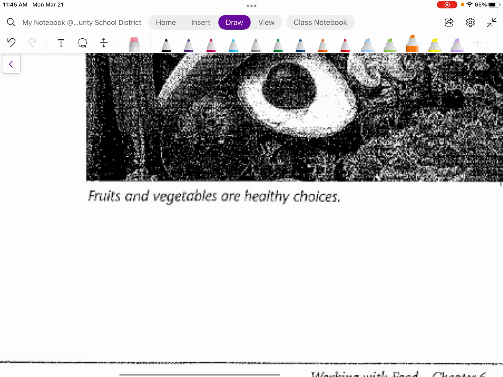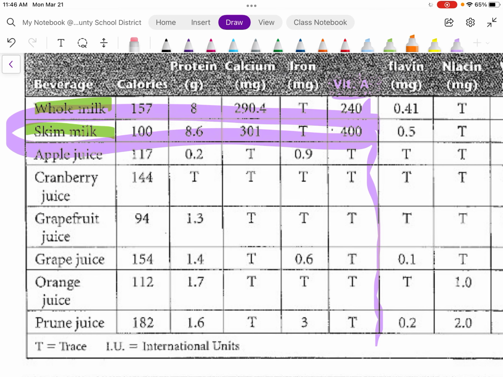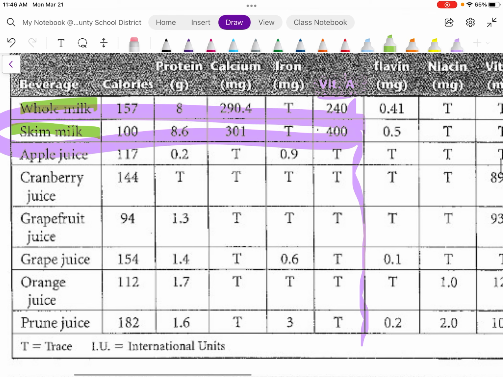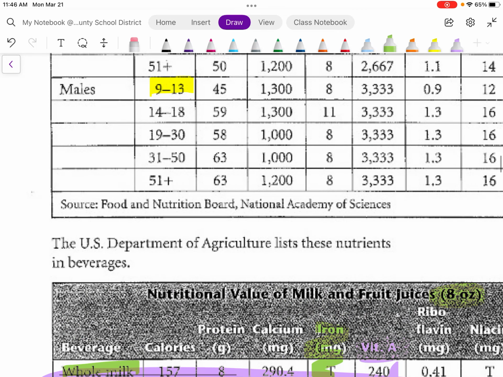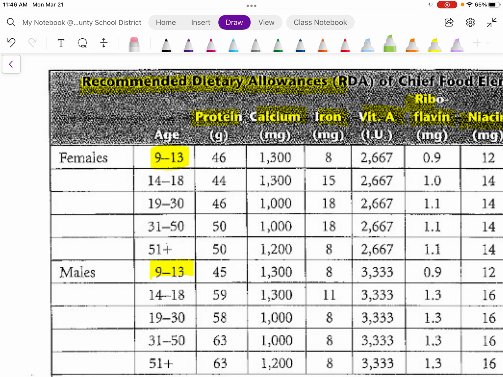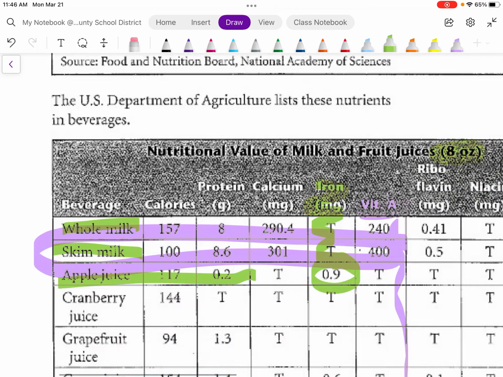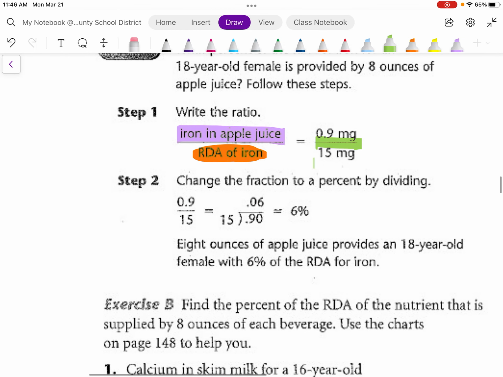So if I go back to my table, I am looking for apple juice, 8 ounces. Okay, and this one is talking about iron. So iron is right there. Apple juice is right there. So 0.9, that's where I get the 0.9. And then I'm also going to need how much is needed for, in this case, an 18-year-old female. So 18-year-old female iron we need is 15. Okay, so that's where we're getting the numbers for this fraction. So I put the 0.9 on top, the 15 at the bottom.